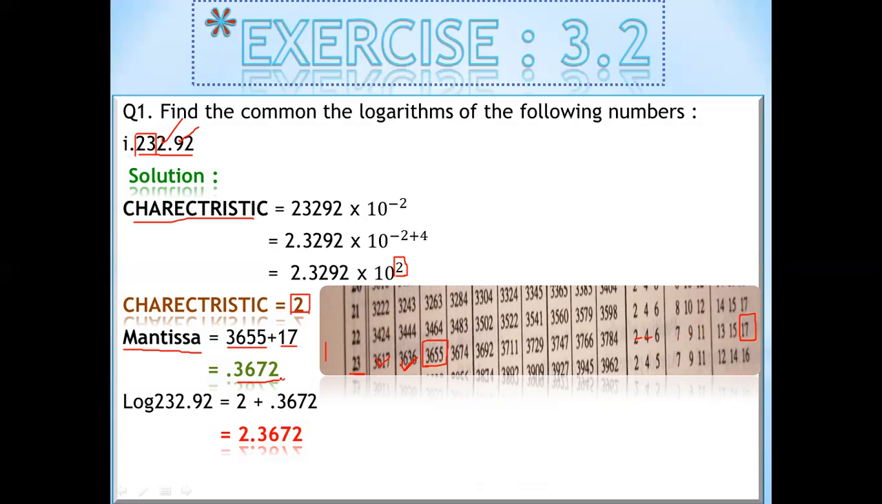Now we add these two numbers, 3655 and 17, and we get 3672. But as I told you in the beginning, the mantissa will always start with a decimal, so the mantissa becomes 0.3672. Although there is no decimal in the table, we put the decimal ourselves. Now you add the characteristic and the mantissa. When we add these two, we get 2.3672. This is the required log of 232.92. Is it clear?